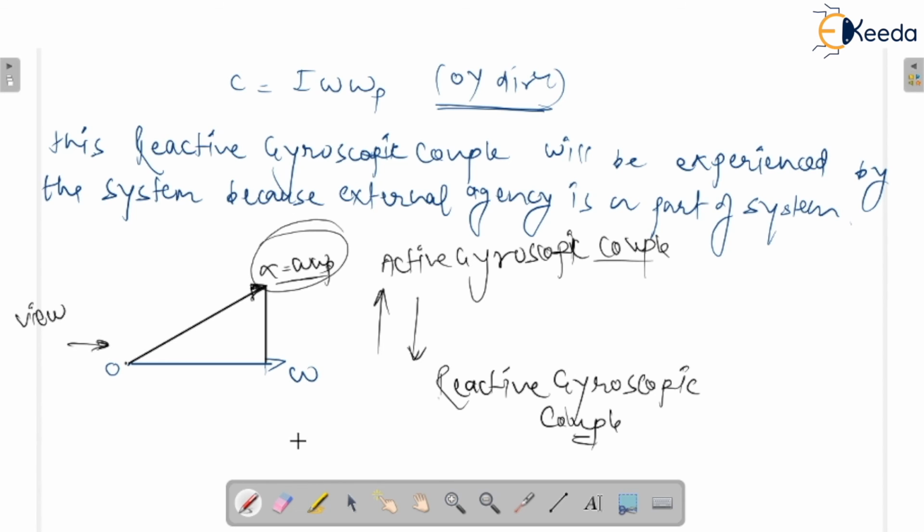Okay, so now you are going to understand. This is basically the OY direction. Here this will be omega and a similar speed would be there. Now let me write here. It will be OX, that would be the axis of spin. And what is OY? OY is basically the axis of gyroscopic couple.